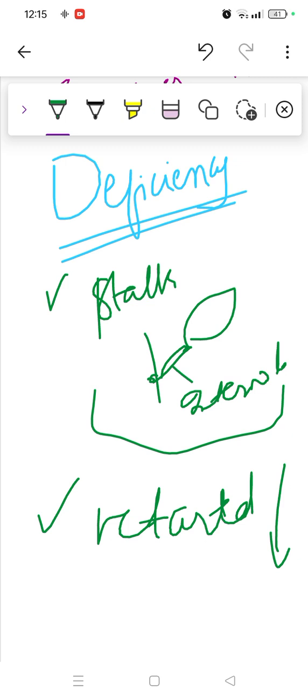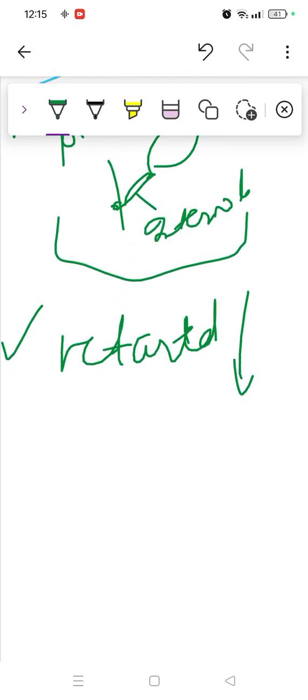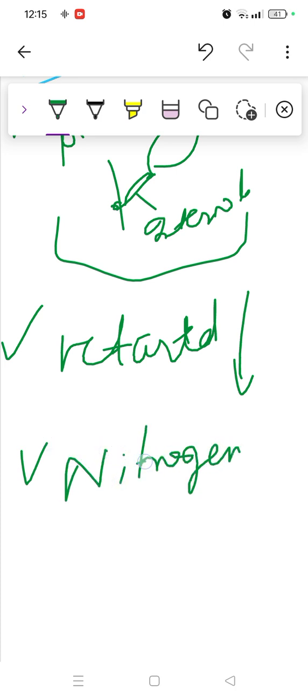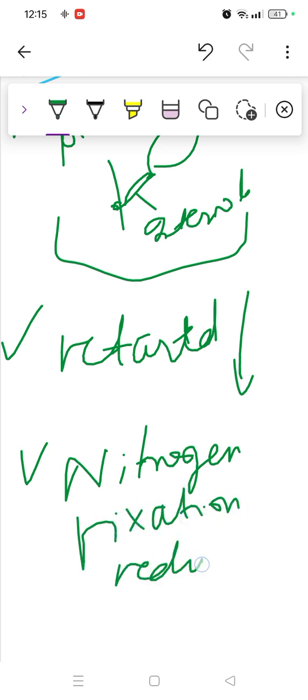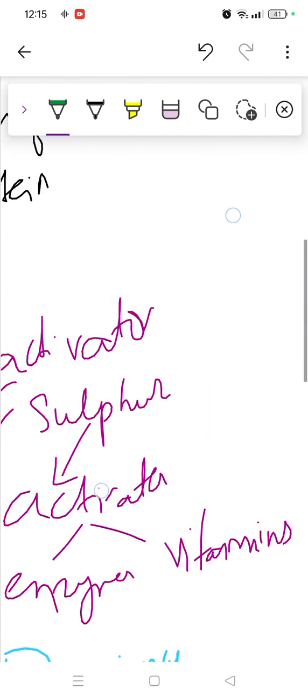Growth is retarded and nitrogen fixation also reduces. Nitrogen fixation is a process, so when we don't find enough sulfur, nitrogen fixation will also reduce. So this means a major loss for plants. So I'm sure it's clear to you. So for sulfur we only have these points.